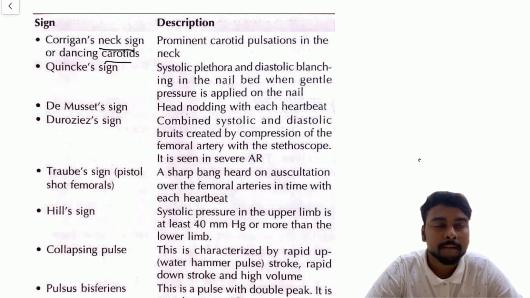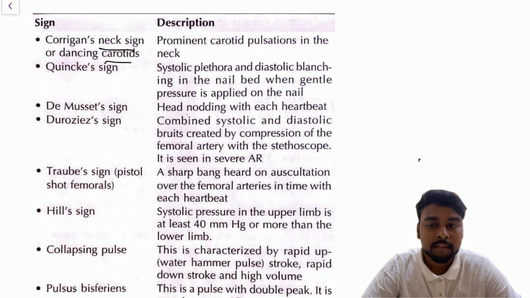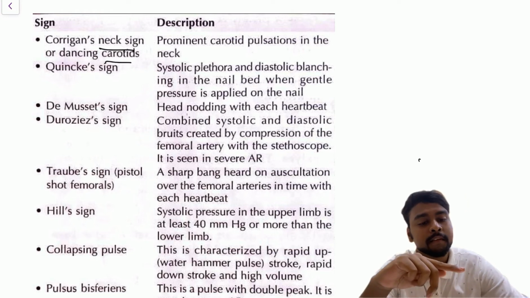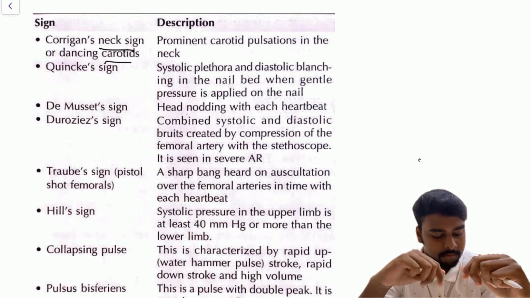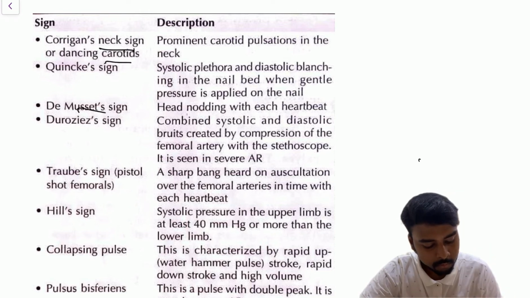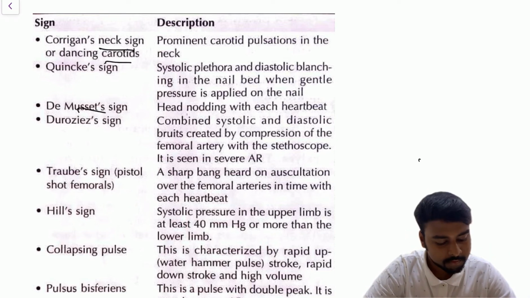What is Quincke's sign? In a patient with aortic regurgitation, take his finger and apply mild pressure over his nail bed. You can see the diastolic blanching of the nail bed, as well as feel the pulsations. That is Quincke's sign. What is de Musset's sign? De Musset's sign is the head nodding with each heartbeat.